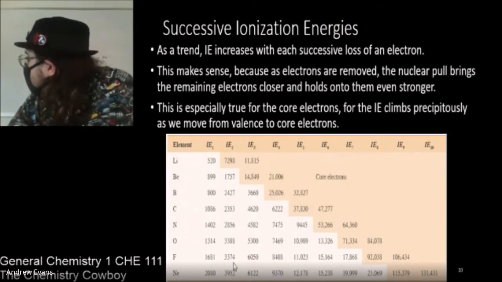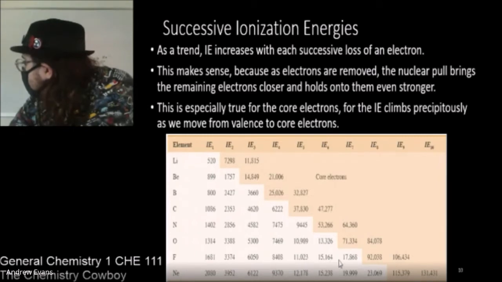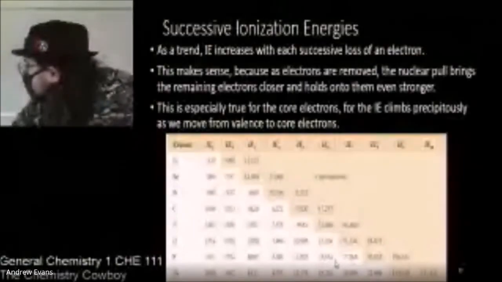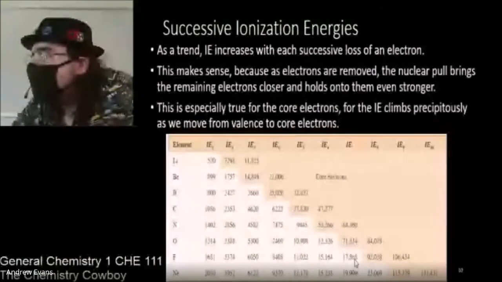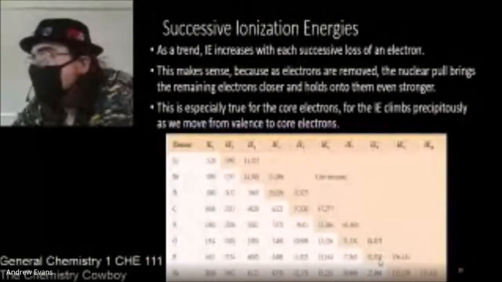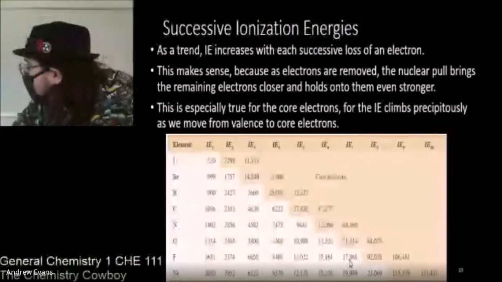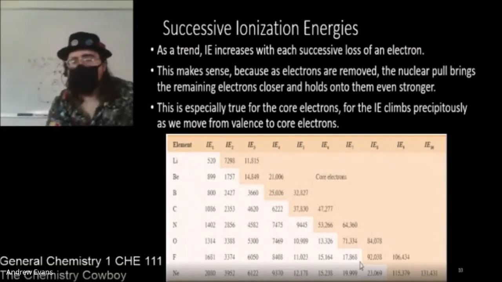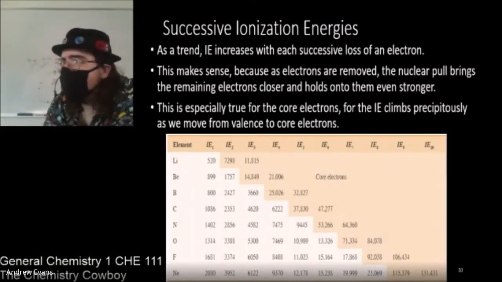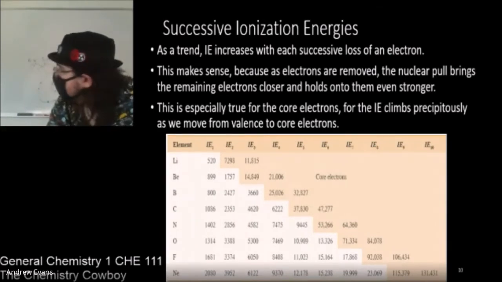Fluorine, 16, 33, 60 something, 80 something, 11,000, 15,000, 92,000. So you see, this is a jump of about 2 to 4,000 each time. And then it's not just a jump of 2 to 4,000. It's just a huge increase, like 8 times, 7 times as much. A huge multiplicative effect as we go from row 2 to the core, which would be the 1s.